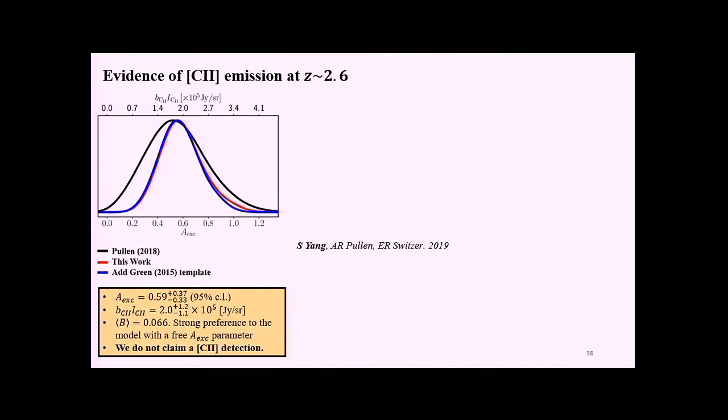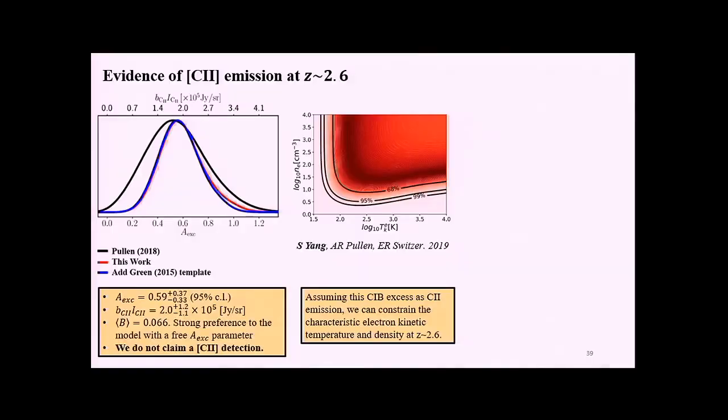In 2019, we refined this earlier work by removing the unnecessary assumptions about the mask shapes, and we also adopted more optimal map weighting strategies. As a result, we are able to get a more significant A parameter constraint, as shown by this red curve, and this time, Bayesian analysis shows strong preference for introducing this parameter into the model. So if we assume that this CIB signal excess is all contributed by the C2 emission, we can combine the measurement with C2 analytic models and constrain the density and the kinetic temperature of the electrons.